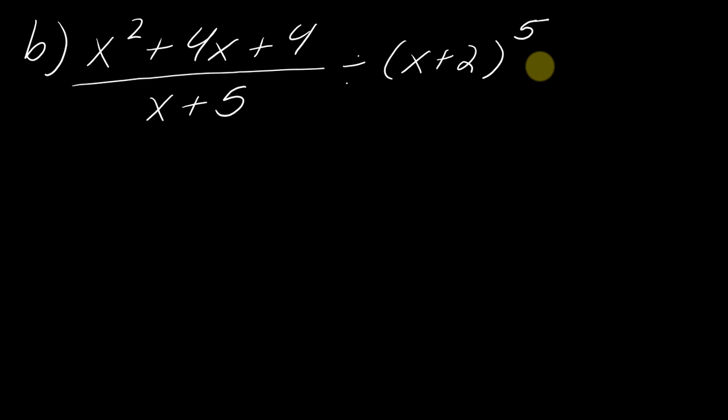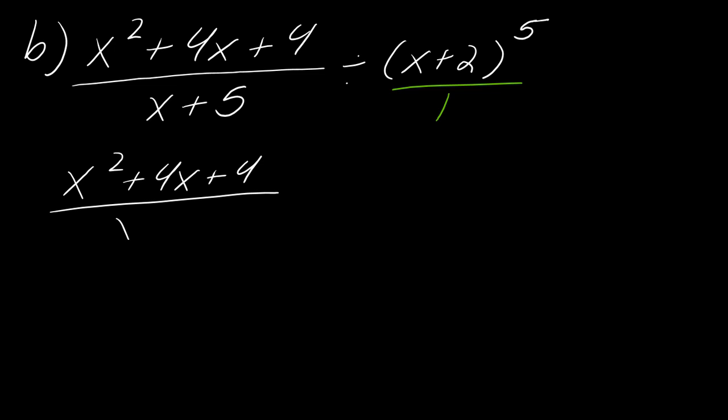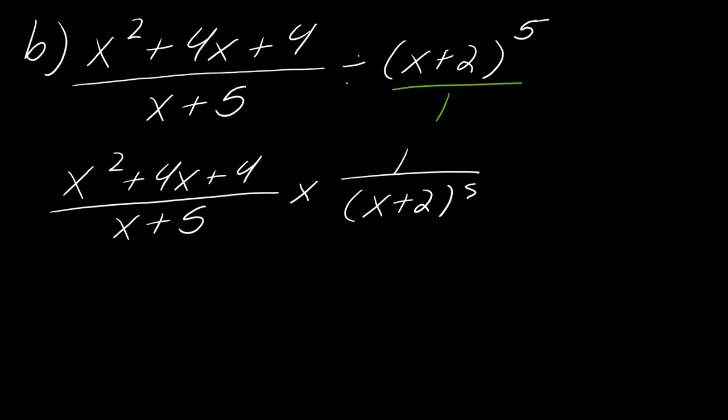Hit play when you think you're ready or when you're stuck. Okay, so we can first of all think of this as a fraction over 1. We can just make that 1. It's always kind of assumed. And so then I can go ahead and rewrite this. So I've got x squared plus 4x plus 4 over x plus 5. And now I'm going to rewrite this as 1 over x plus 2 to the 5th.